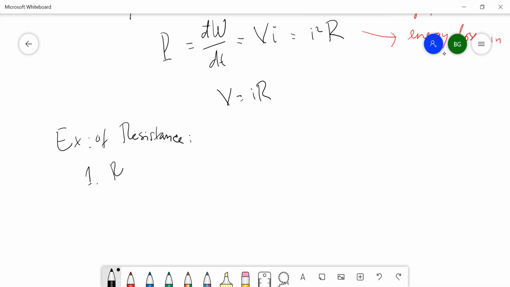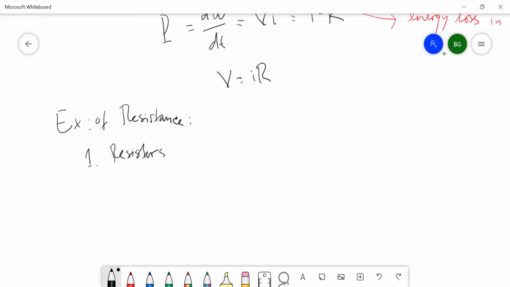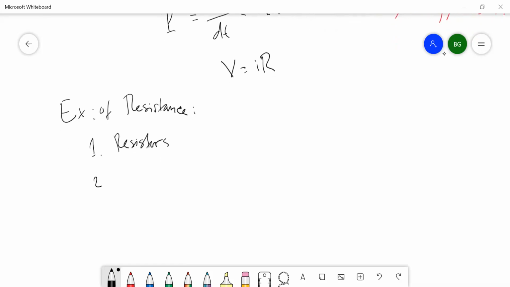So this is resistors. And then there are many other things, for example lamps. Lamps are also symbolized like this. It's similar to the resistor, this one.